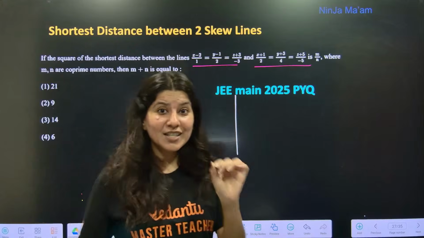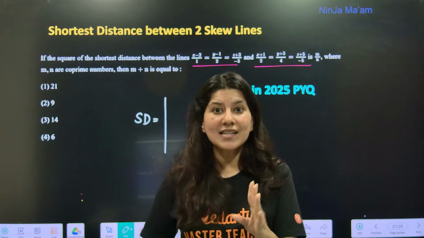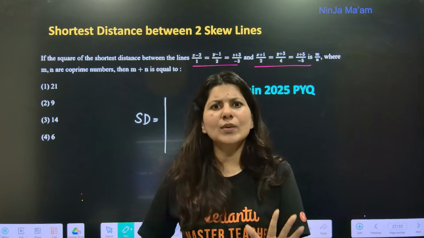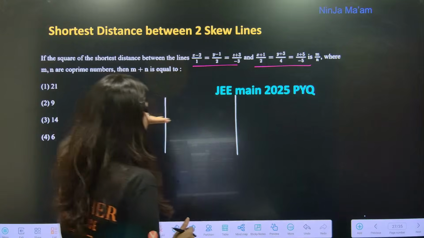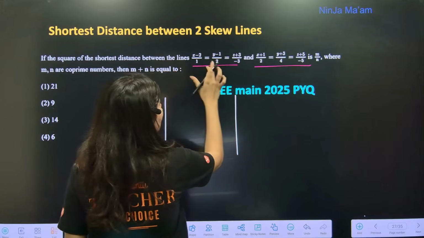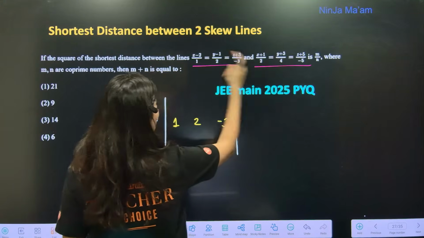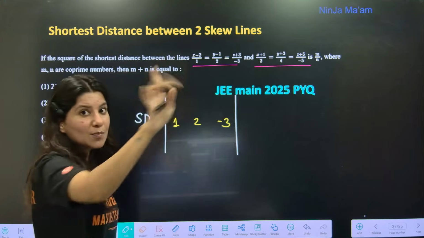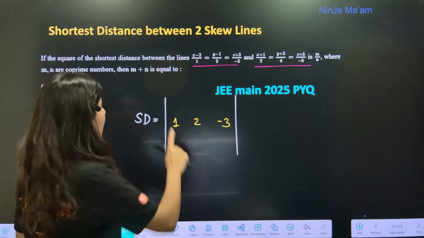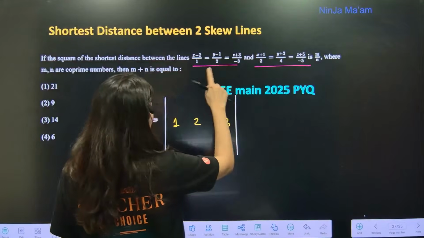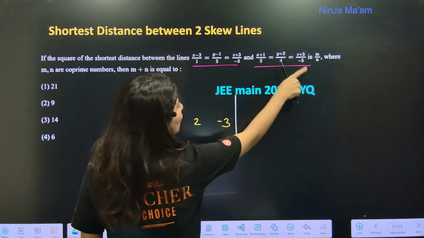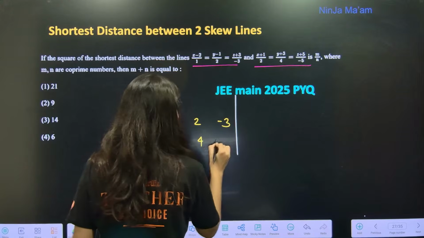So over here, shortest distance, everybody, I told you now, row number 2. Please understand, this will give you 4 marks and within 10-15 seconds you will get your answer, don't worry. In row number 2, I am going to write first 1, 2 and minus 3. Both lines are in standard format, that is, x, y, z coefficient is positive 1, so I don't have to worry. 1, 2, minus 3. 2, 4, minus 5.